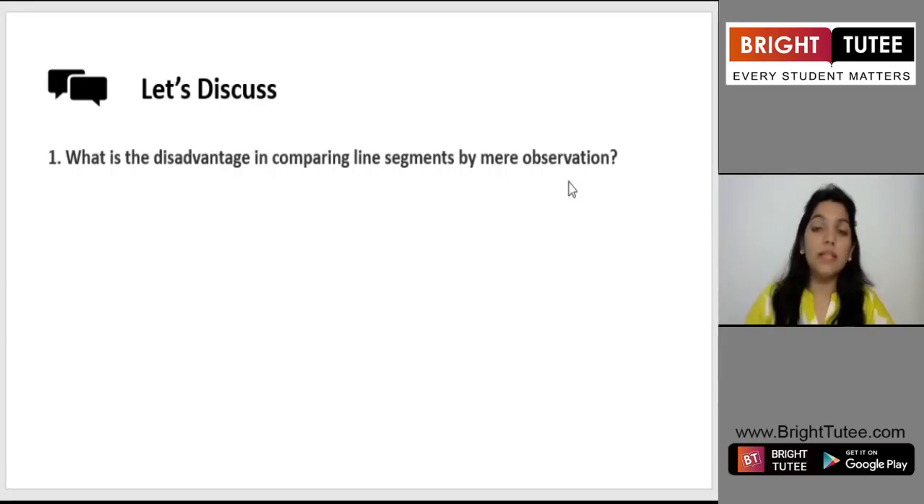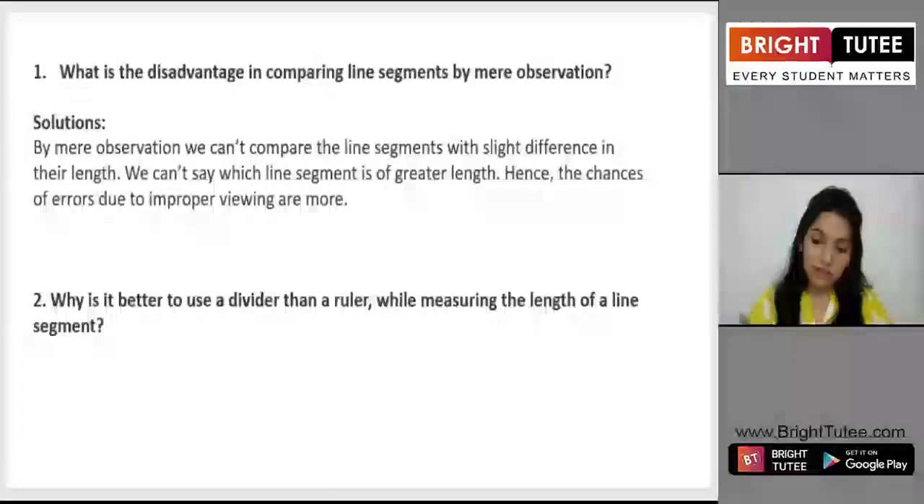I think you must be thinking in your head that while we were just observing the lines, the size of the lines are very similar to each other. Every time we cannot just look at an image and say that it is equal. Is that right? So I have written down this answer. Let's discuss that answer here.